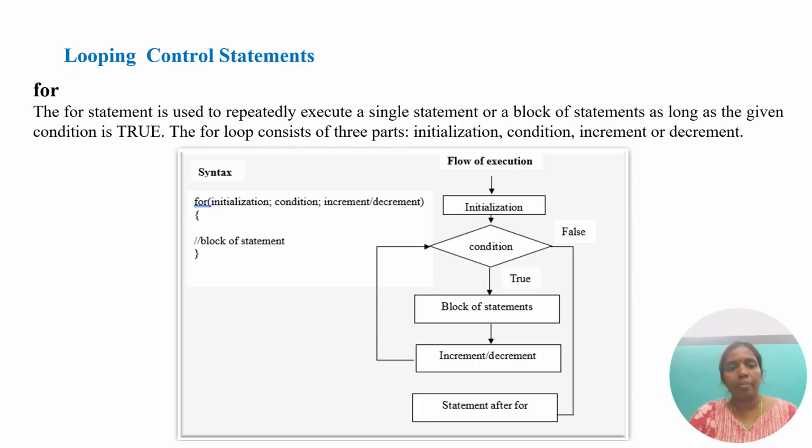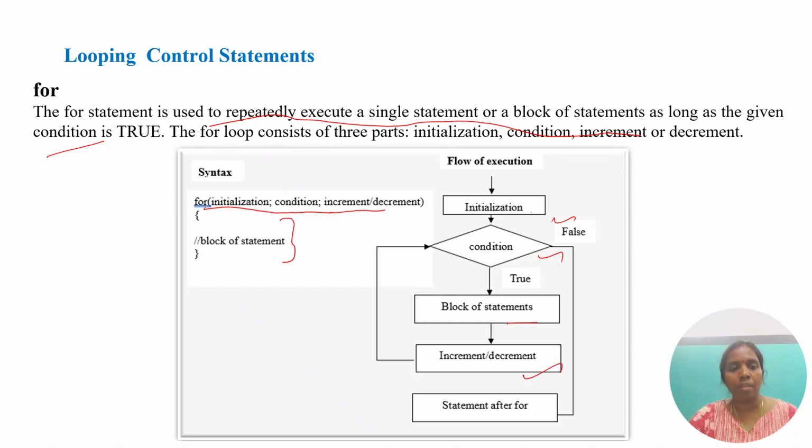Now the looping control statements. Here we are using the for statement to repeatedly execute a single statement, or a block of statements, as long as the condition is true. How to use a for statement: first the initial value, second the condition, then increment or decrement. Until then the block of statements will be executed. So initialization, followed by a condition, then the block of statements, then increment or decrement.